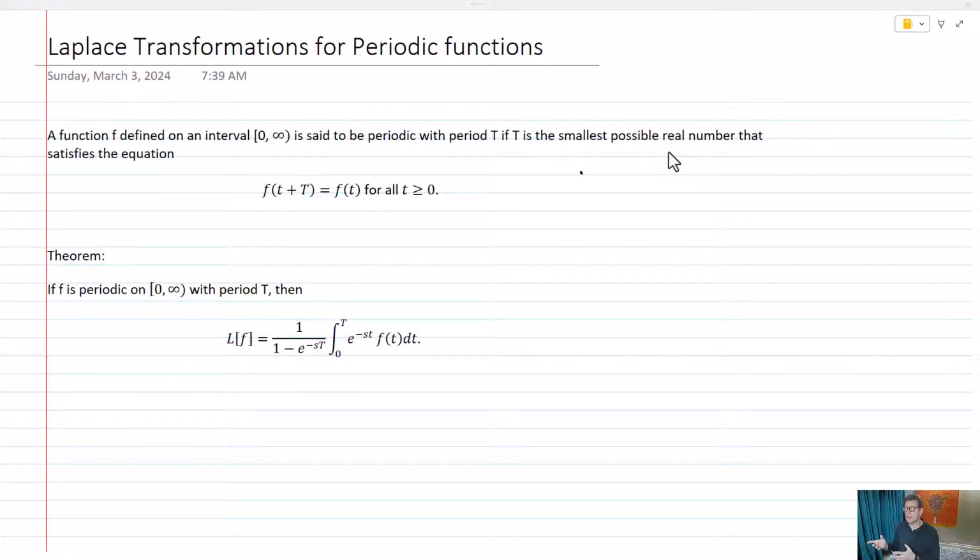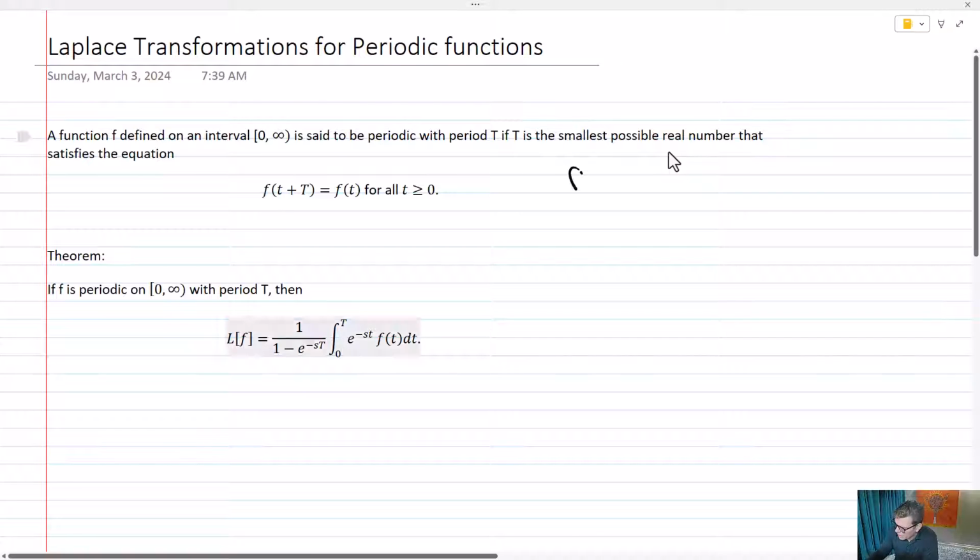So let's actually start by defining what it means to be periodic. This definition: f, defined on an interval 0 to infinity, is said to be periodic with a period of big T if big T is the smallest positive real number that satisfies this equation: f of t plus big T equals f of t for all t greater than or equal to 0. Now big T is going to end up being a constant value, and it's our period.